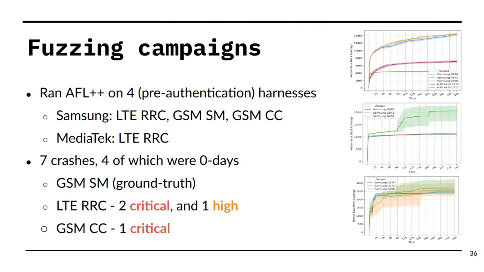We also looked into LTE RRC, which is another pre-authentication message, but in the LTE, so in 4G, where we also found two critical and one high-rated 0-day. And then we used SM, which is another task that has been explored in the past, as a ground truth. So in total, we had 7 crashes deduplicated over all of our fuzzing, and 4 of them were unknown at this point in time. And we reported them to the vendor. Yes, they're all fixed by now.